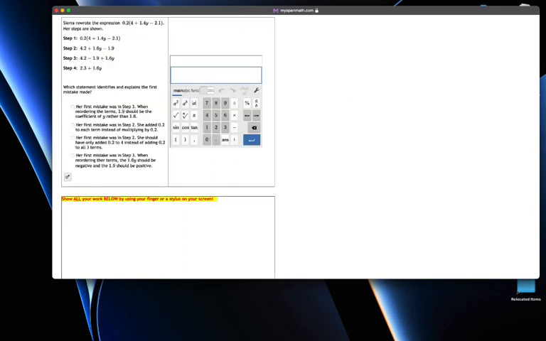Sierra rewrote the expression 0.2 times 4 plus 1.45 minus 2.1. She did 4 consecutive steps there. The question is, which statement below identifies and explains the first mistake made? So what you should do is write the original problem in the work area, work it out, and then figure out where the mistake is. Well, of course, you're going to use the distributive property and multiply that times that, which happens to be 0.8. And then multiply this times this, and this times this, and so on.